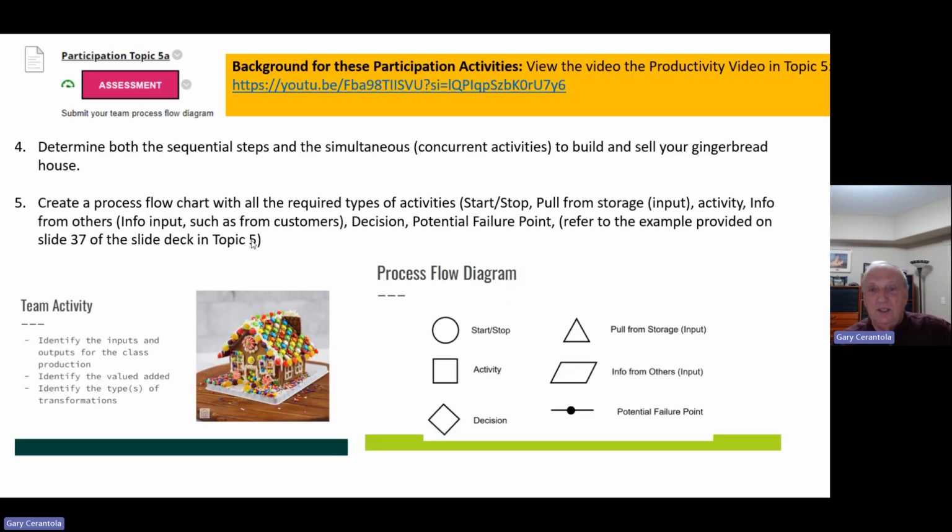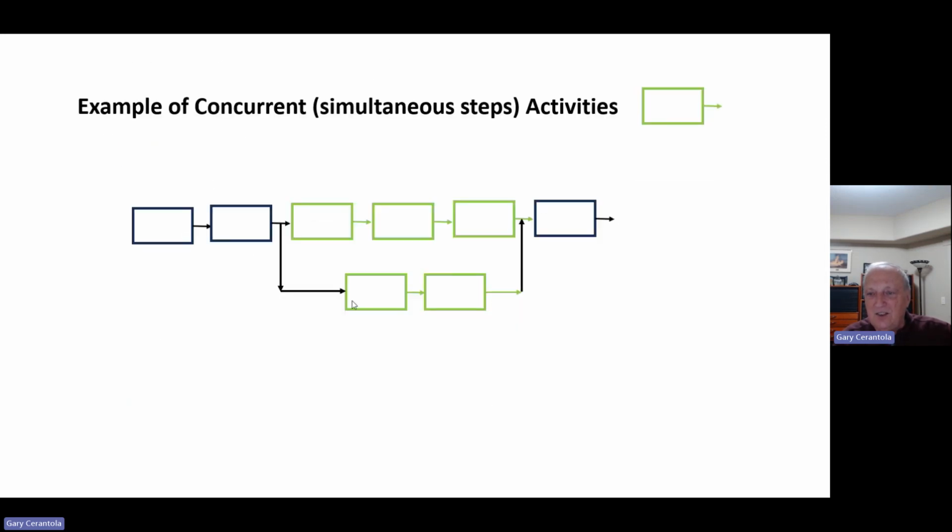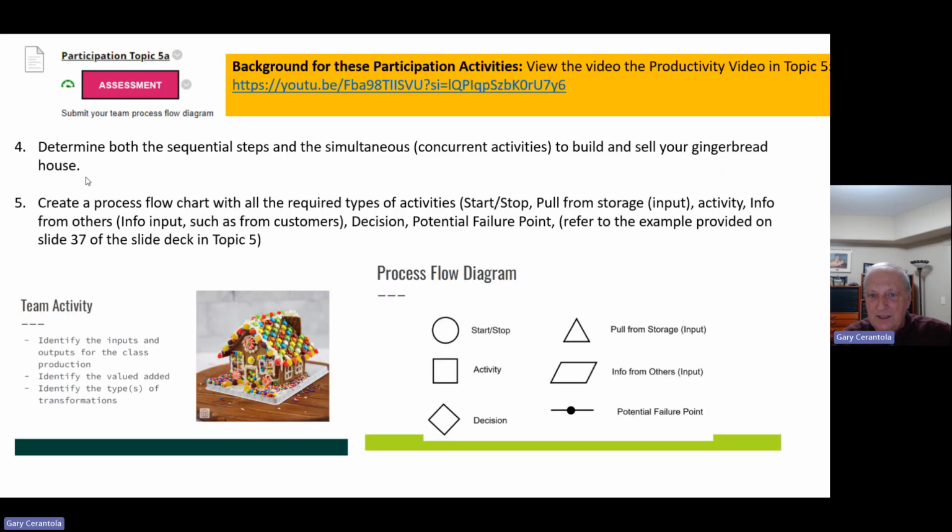All right, so you determine both the sequential steps and the simultaneous or concurrent activities to build and sell your gingerbread house. So what's a concurrent activity? I'm showing you this in the next slide: you see these three activities, they are concurrent with these two activities. So that's how you would build concurrent activities, right? Going through, you create a process flow chart with all these little boxes here.